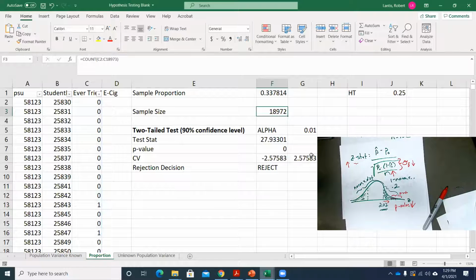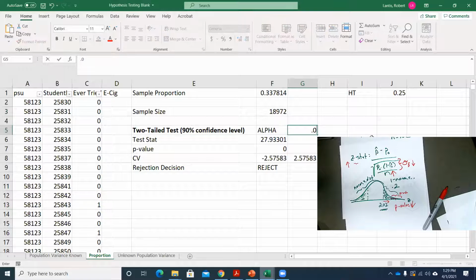So sure enough, my test statistic gets higher, right? My p-value now is lower. In fact, it's almost 0, right? And I'm much more likely to reject at any alpha. I could go all the way down to like 0.0001, and I'm still rejecting, right? And the reason why is we went from 100 to 18,000 observations, right? We just have a lot more information about where that true population proportion might lie.